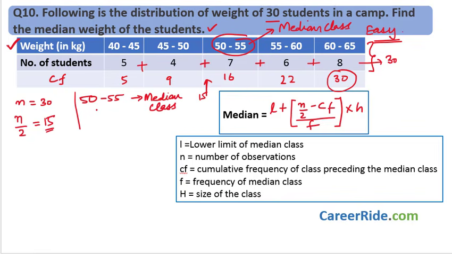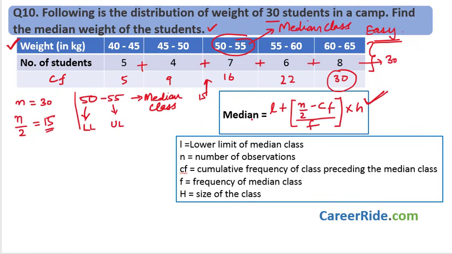We know that every class has a lower limit and an upper limit. The lower limit of the median class here is 50, denoted by LL, and the upper limit is 55, denoted by UL. We have learned this already. Now there is a formula that you have to use here, and you will have to learn this formula. There is no other way about it.